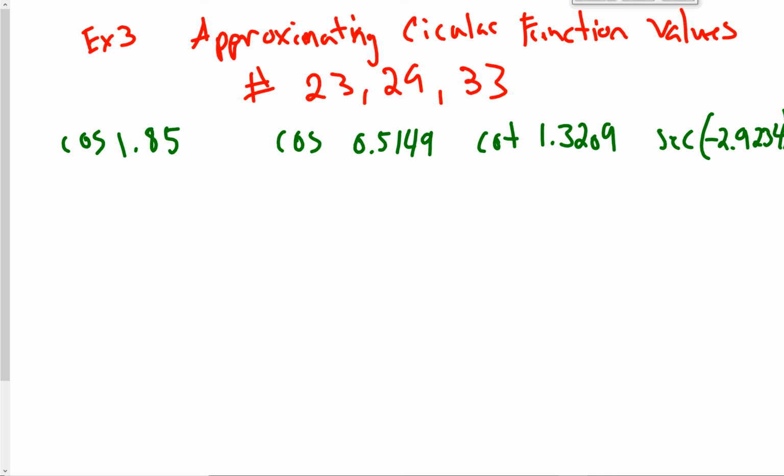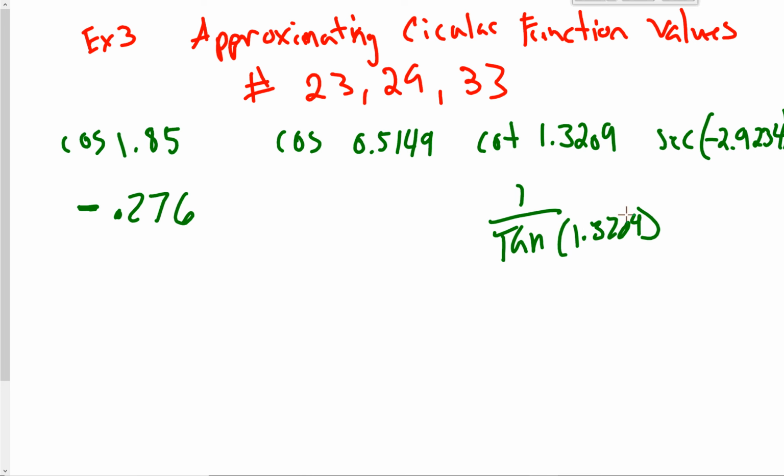On these problems, you just have to make sure you're in radians on your calculator. You can type cosine of 1.85 and hit enter, and it'll give you the approximate answer, negative 0.276. The cotangent one is a little bit different. Remember, cotangent of an angle is 1 over tan of that same angle. Again, I have to make sure I'm in radians. So I do 1 divided by tan of 1.3209, and I get my answer of 0.255.